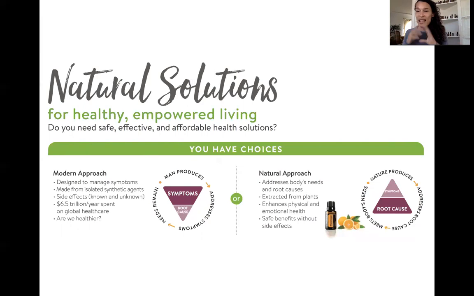We've been using them. I like to input a little history. We've been using them since the dawn of time. It's been listed and noted that the Egyptians were using them. They were buried with them. It's listed in the Bible over 1,000 times. They enhance physical and emotional health, and they have side benefits instead of side effects.